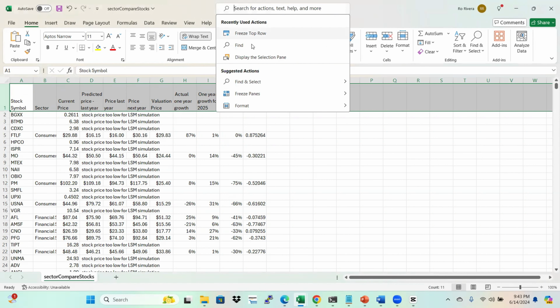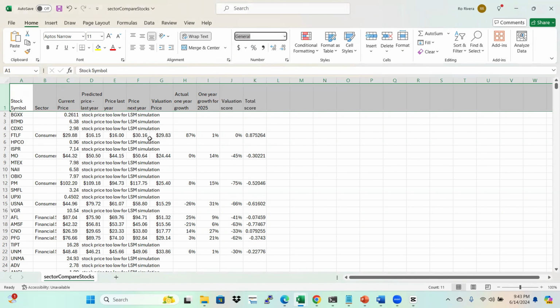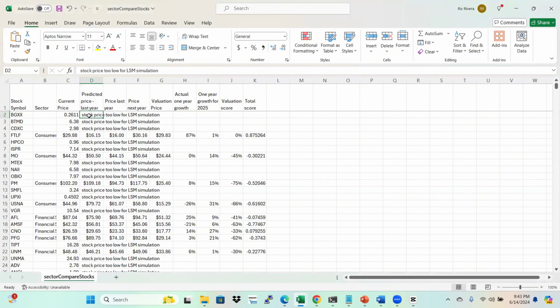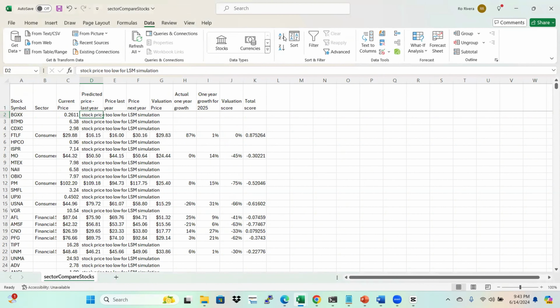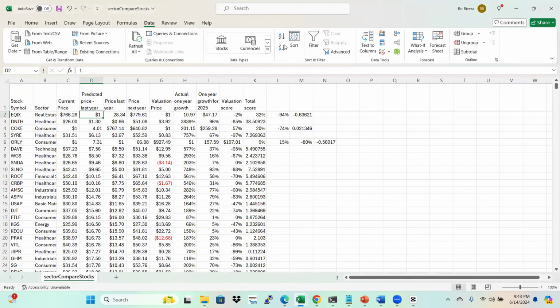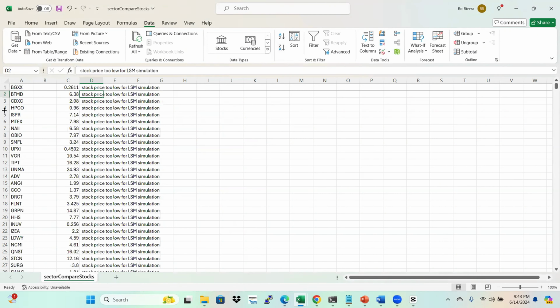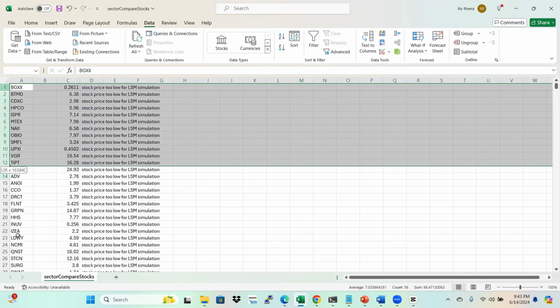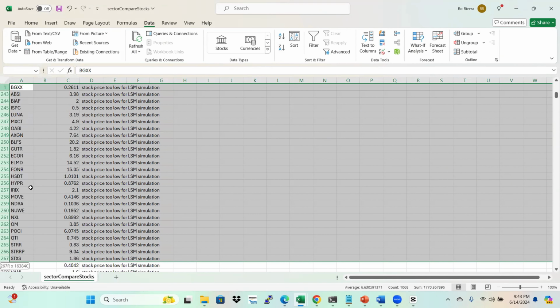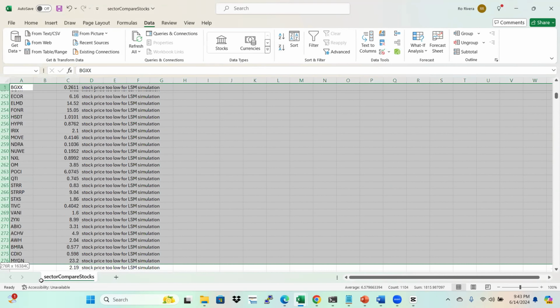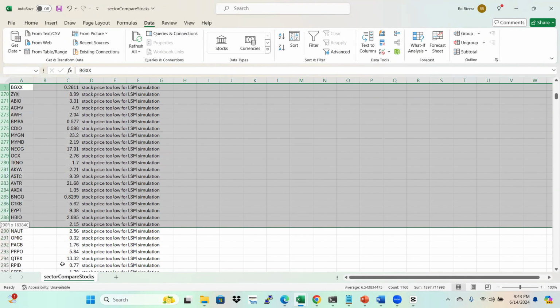I'll first fix the header so I can show you what data elements I've recorded in this output file. Let me freeze that top row. I have, of course, stock symbol, sector, the current price, the predicted price, and the price last year. Those are the important things to consider.